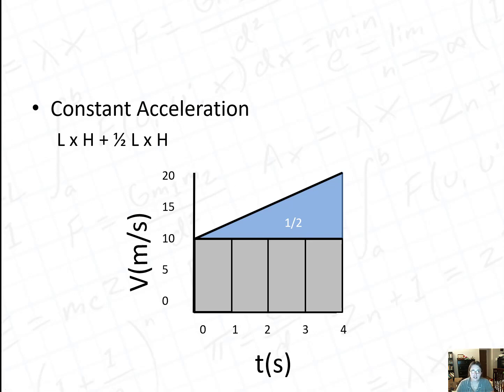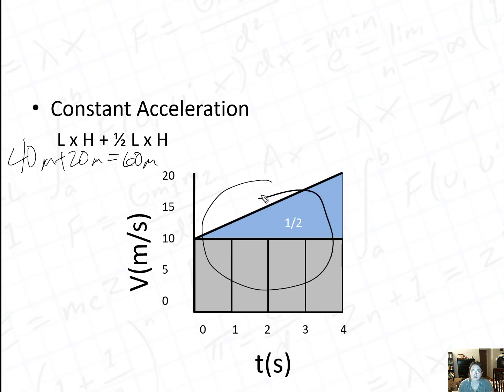So that makes it so that the answer to this would be 40 meters plus another 20 meters, because 20 is 1/2 of 40, and that's 60 meters. And that's how far this object traveled over the whole time.